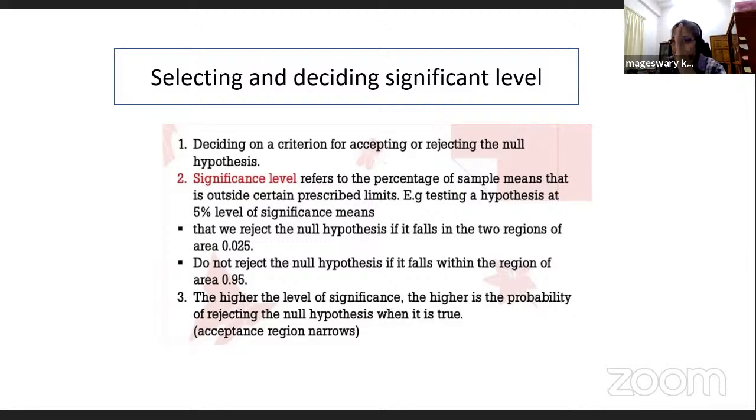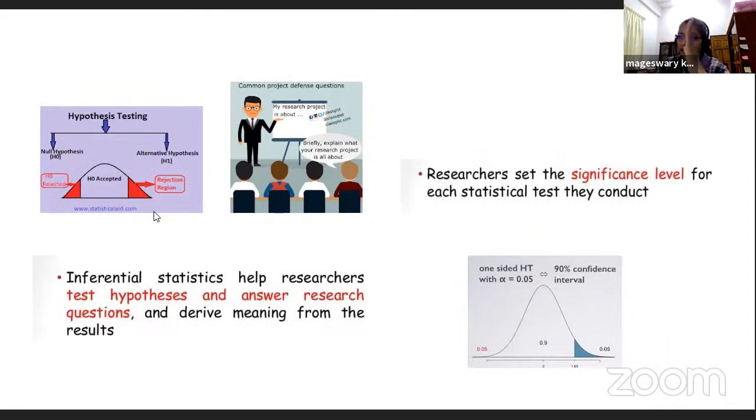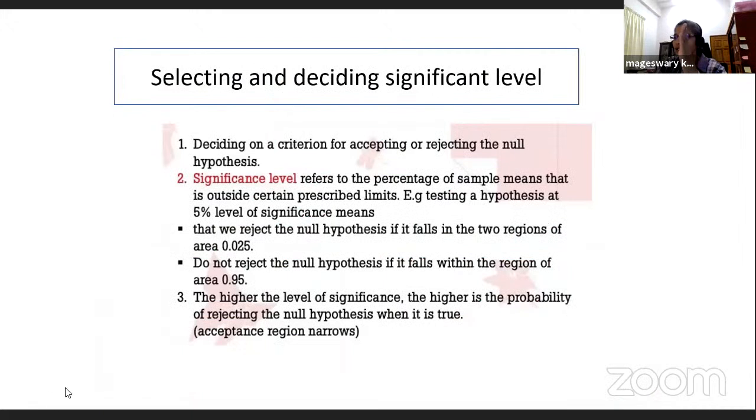So I go back to the graph here. Right. So in this graph, we are saying that anything that falls in the 95% we accept. Anything that falls in the extreme 5%, beyond the 95%, we reject. So we can see here that we do not reject the null hypothesis if it falls within the region of 95%. But if it falls beyond the region of 95%, that means the 5%, we reject. So that's why we have alpha less than 0.05, p less than 0.05, and p more than 0.05.